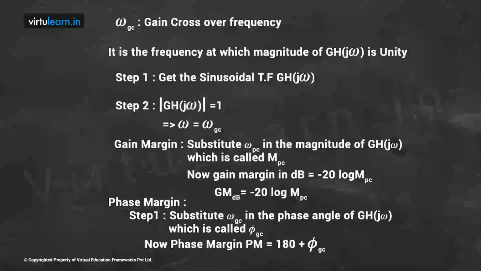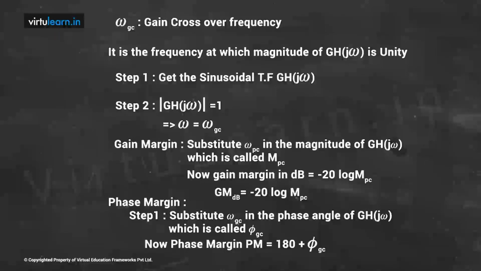Similarly, phase margin. To find the phase margin, first of all find omega GC, with the steps which are already given. Now substitute this omega GC in the phase angle of GH of j omega. Whatever phase angle you get, I call it phi GC. So phi is the phase angle at omega GC, so phi GC. The next step is the phase margin formula: 180 plus phi GC. Again there are 3 steps. The first is find omega GC, the second is find phi GC, and the third is phase margin is 180 plus phi GC. If you follow these steps, you will get the gain margin and phase margin.